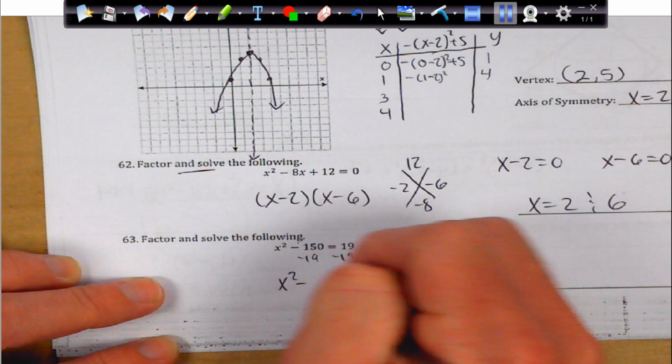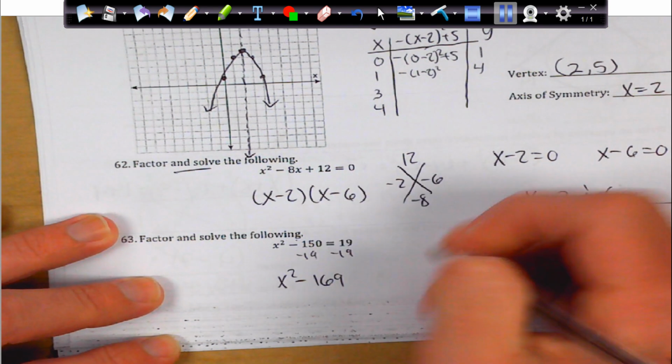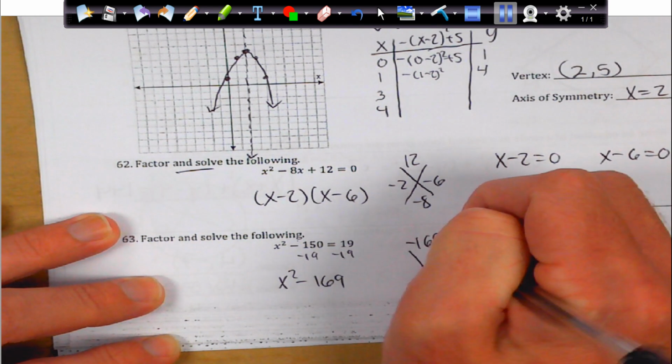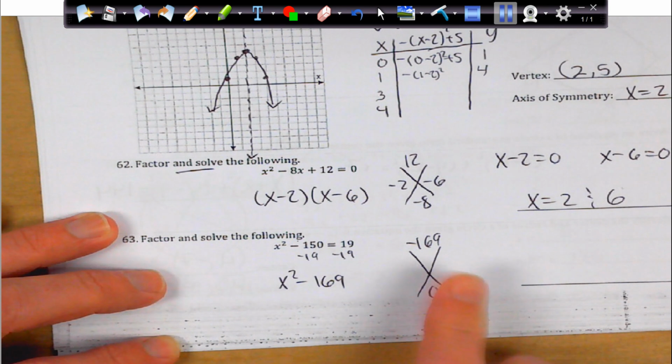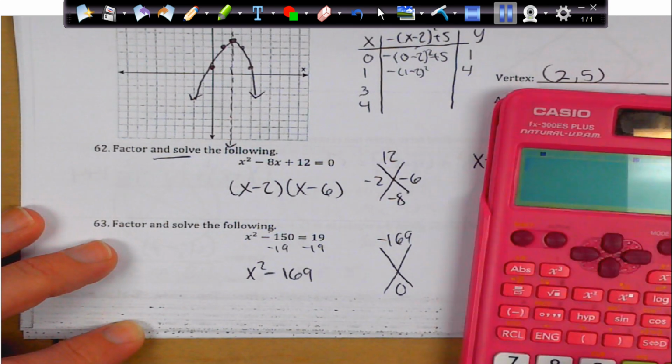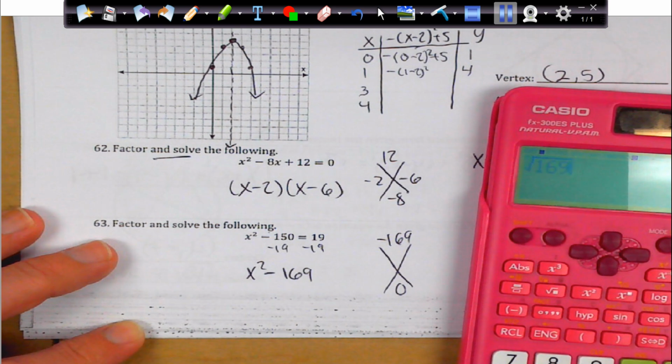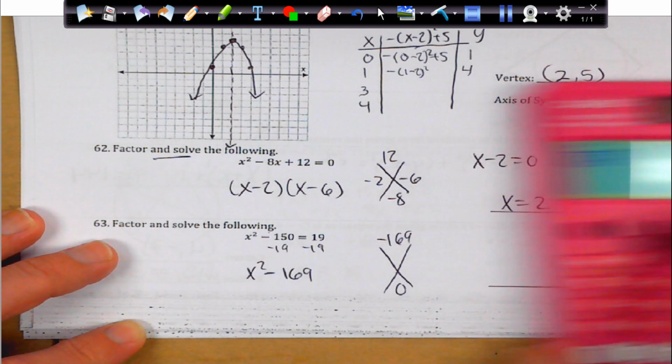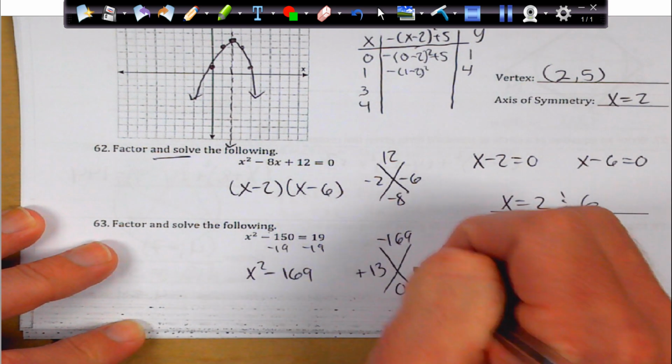X squared minus 169. Now I can ask myself what multiplies to 169 and adds to 0. Well, it has to be the same number, so I'm assuming 169 is a perfect square, so I'm going to go ahead and take the perfect square of said number, which is 13. So I'm thinking it's positive 13 and negative 13.